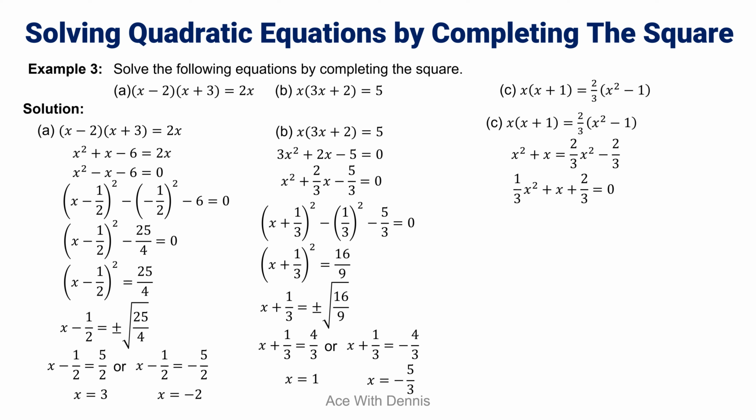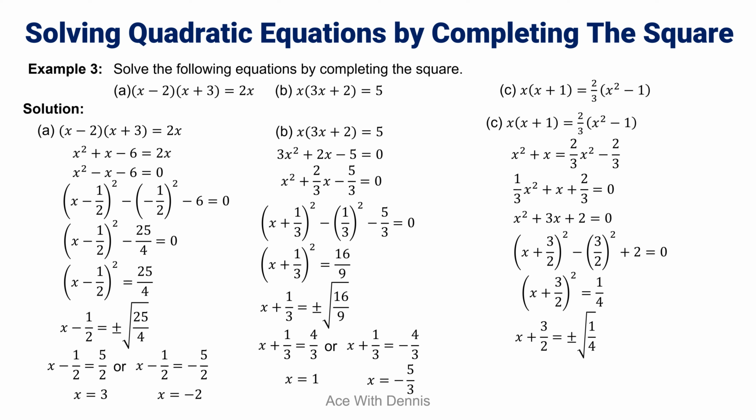So from here I find that the coefficient of x squared is not 1, it is 1 over 3. So I have to multiply both sides by 3, and I will get x squared plus 3x plus 2 equals 0. And now the coefficient of x squared is equal to 1, so we can apply the completing the square formula, and we'll get (x plus 3 over 2) squared minus (3 over 2) squared plus 2 equals 0. So simplifying, we'll get (x plus 3 over 2) squared equals 1 quarter.